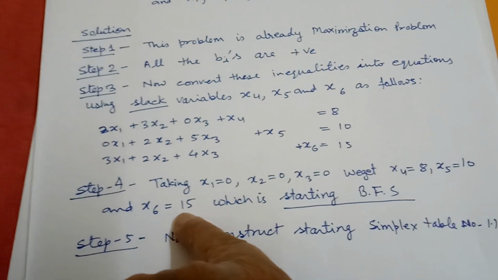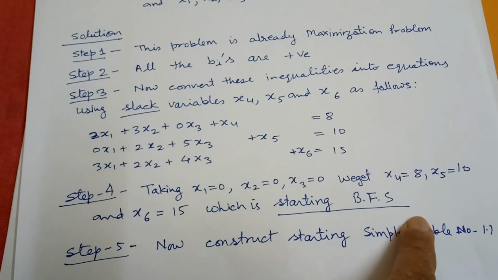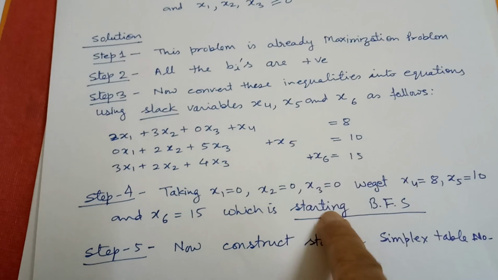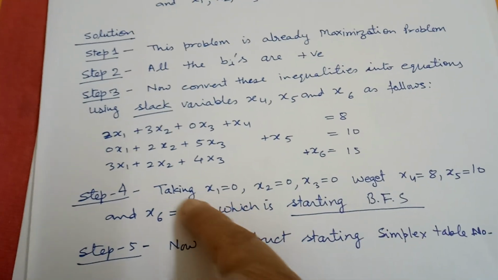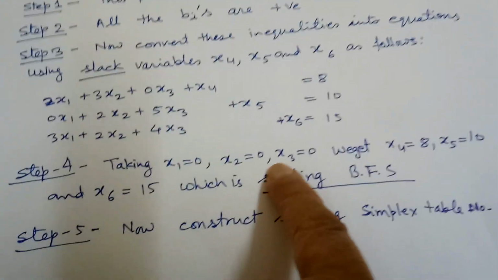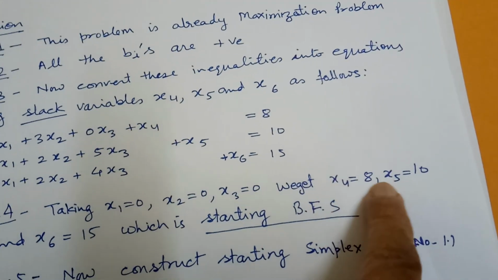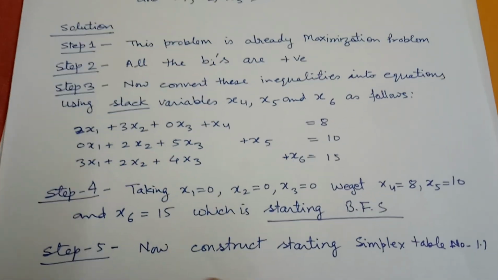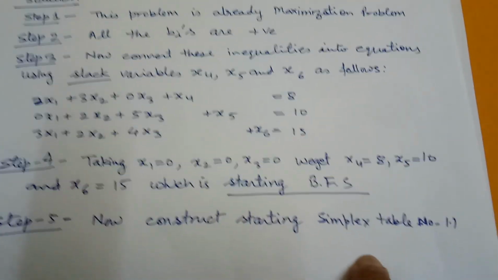And in step 4, find the starting basic feasible solution. For this, for the basic feasible solution, take x1 equal to 0, x2 equal to 0, x3 equal to 0. We get the values x4 is 8, x5 is 10 and x6 is 15. In step 5, now construct the starting simplex table.